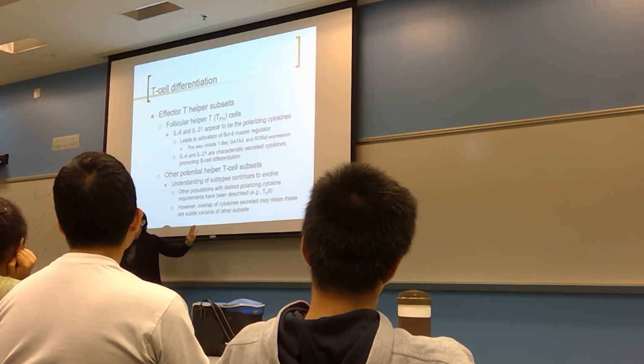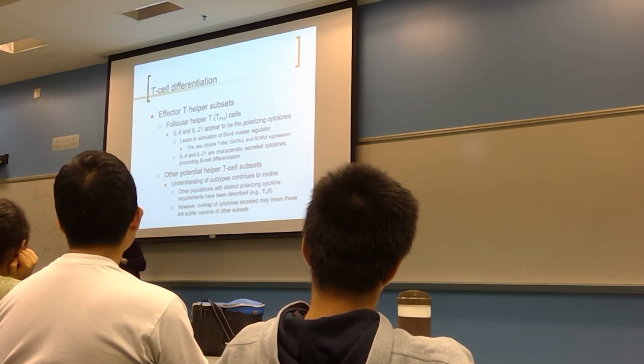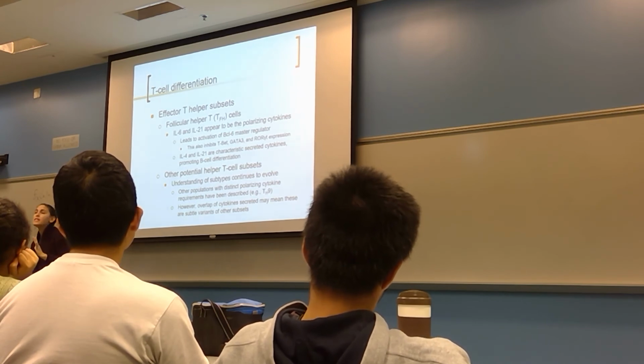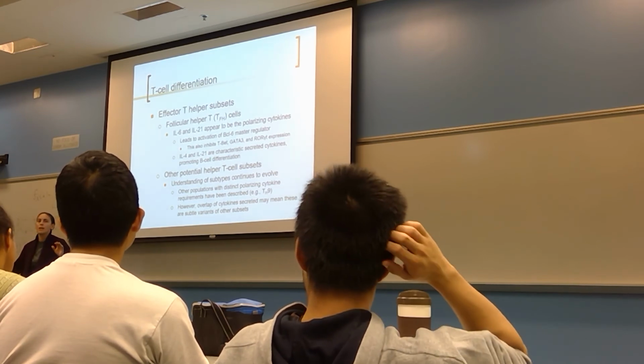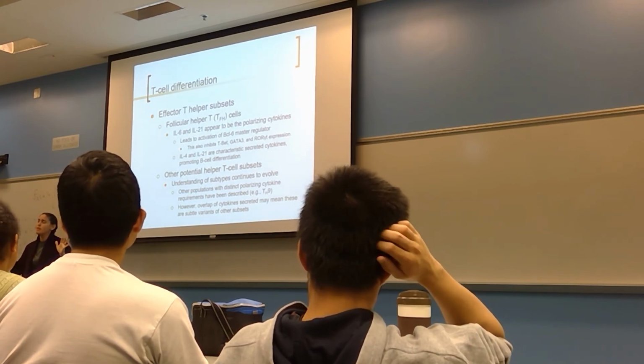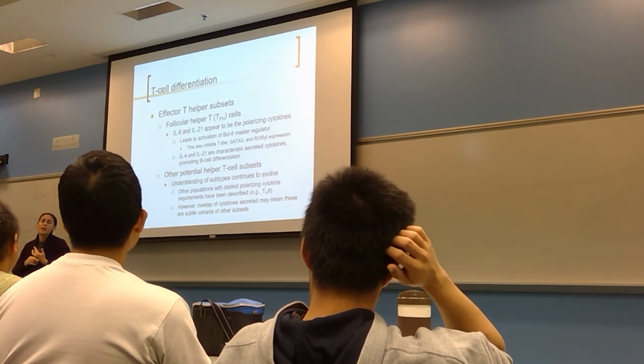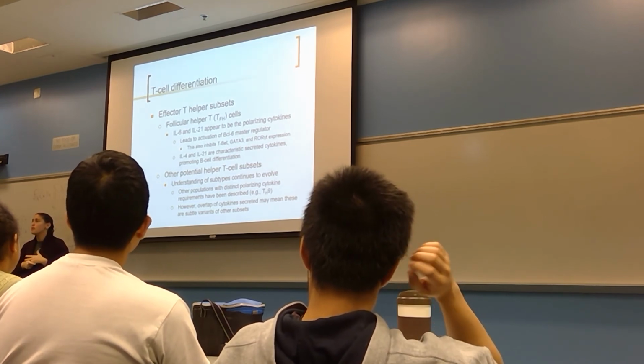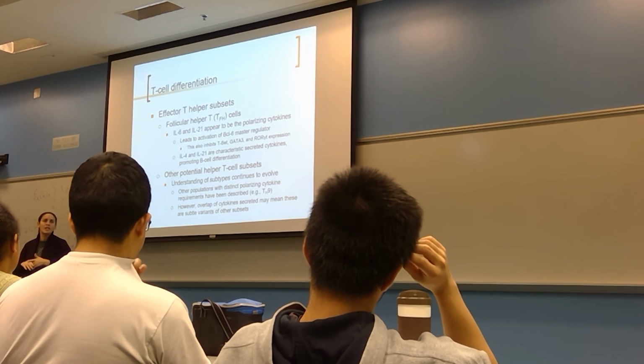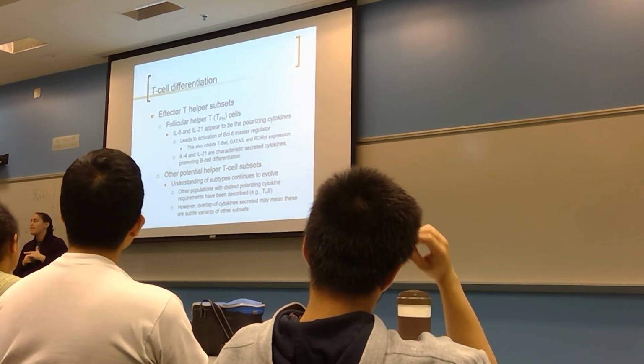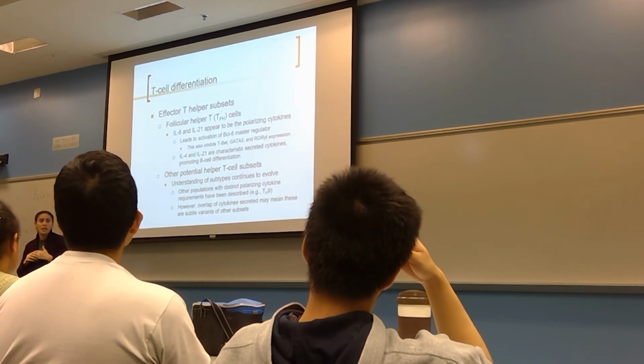The things we know about those subsets is there's a possibility of them, and they tend to produce a lot of the cytokine that they're the helper of. T helper 1 and T helper 2 produce different cytokines. Your T helper 17 produces IL-17, your T helper 9 produces IL-9, your T helper 5 produces IL-5. And that's about our understanding of those.